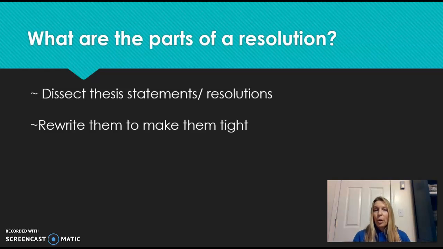So what are the parts of the resolution or that thesis statement? In my next video, we're going to dissect those thesis statements and rewrite them to make them tighter, because this is the most important part of your essay. You need to write that first sentence so tight and so well worded that no one can prove you wrong. Let's learn how to do that next.